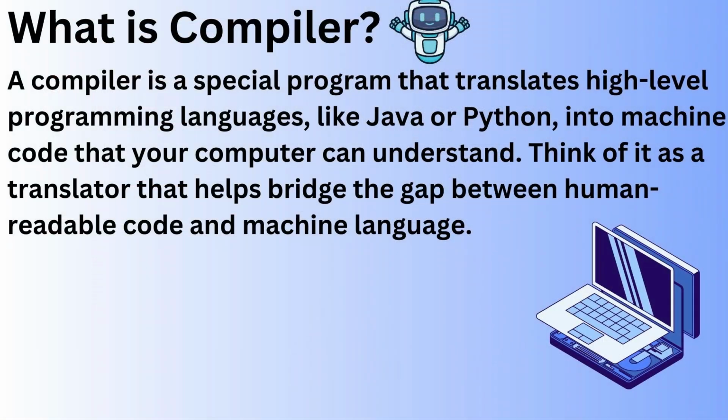A compiler is a special program that translates high-level programming languages like Java or Python into machine code that your computer's hardware can execute. Think of it as a translator that helps bridge the gap between human-readable code and machine language.